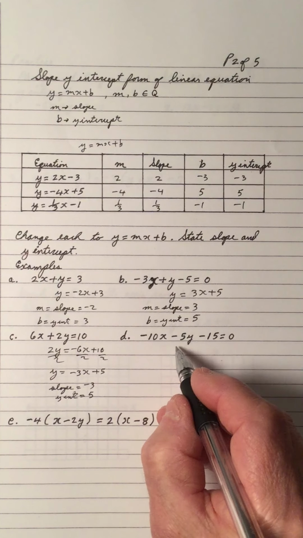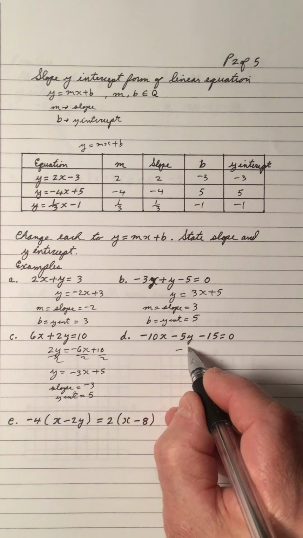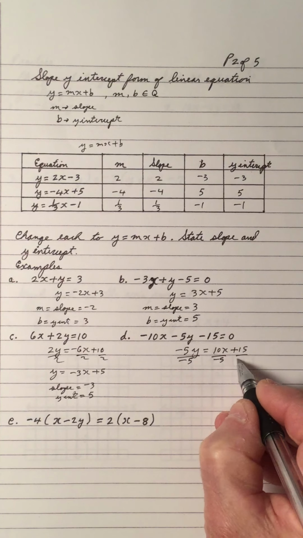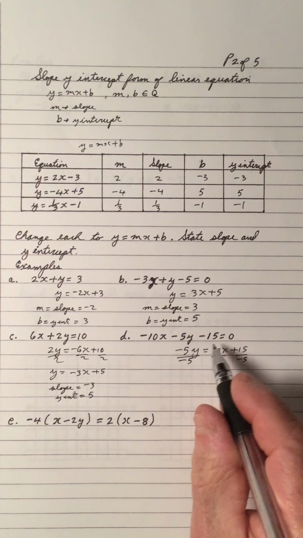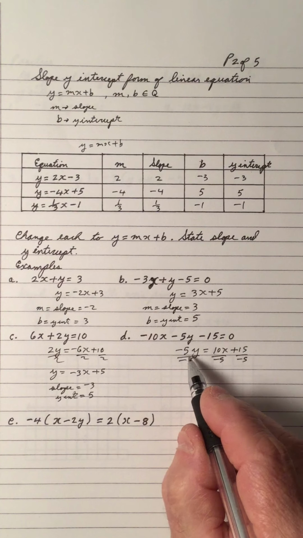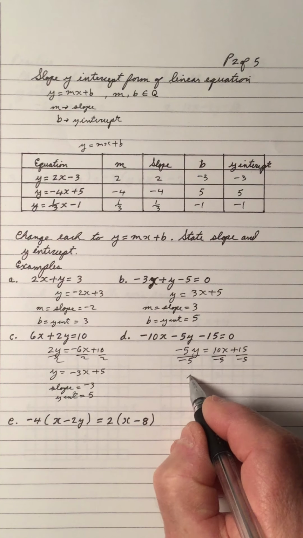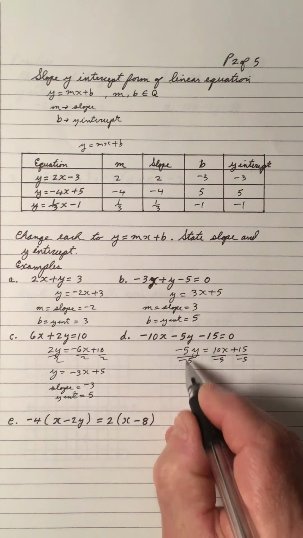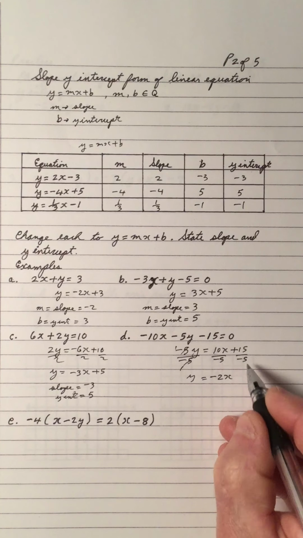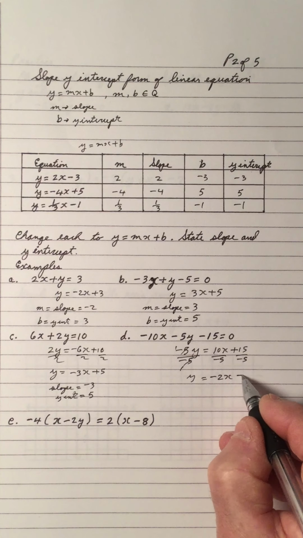D, solve this one, and I get negative 5y equals negative 10x, which becomes a plus 10x, and negative 15 becomes a plus 15. And I divide all the terms by negative 5. What we're doing is dividing each side by negative 5 to keep it balanced, but it's the same thing as dividing each of the terms by negative 5. They cancel, they give me 1. So it's 1y. 10 divided by negative 5 is negative 2x. 15 divided by negative 5 is negative 3.